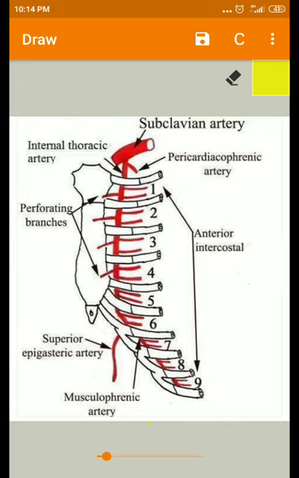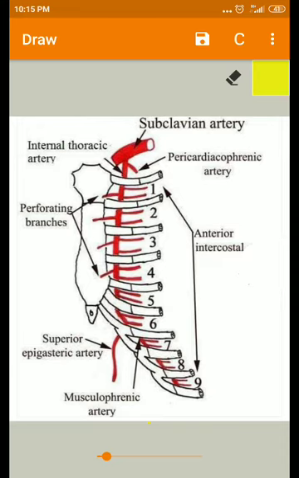Students, welcome back. Now we are going to see the internal thoracic artery part 2. The internal thoracic artery arises from the inferior aspect of the first part of the subclavian artery.